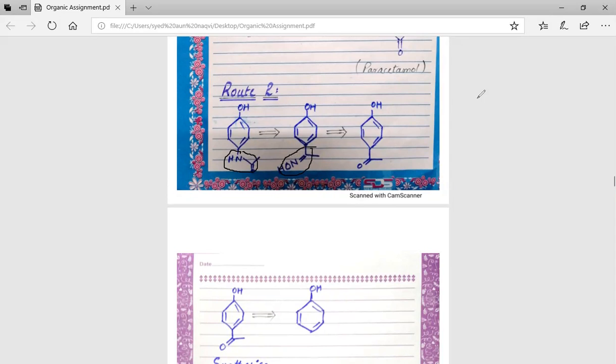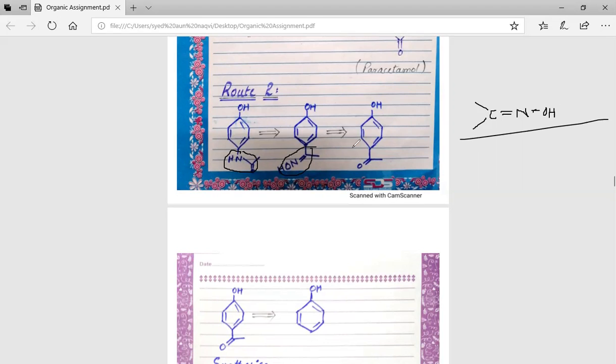I would like to draw the general formula for the oxime group. It is the central carbon which has two bonds, and it is doubly bonded with a nitrogen atom. And the nitrogen is further attached to a hydroxyl group. So this is the general formula of the oxime group. In the first step, retro-Beckmann's rearrangement will occur, and the acetamide group is converted into an oxime group.